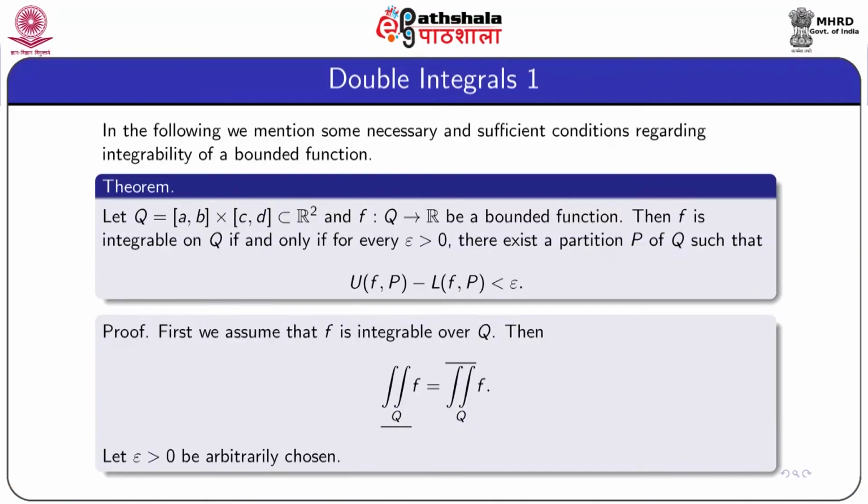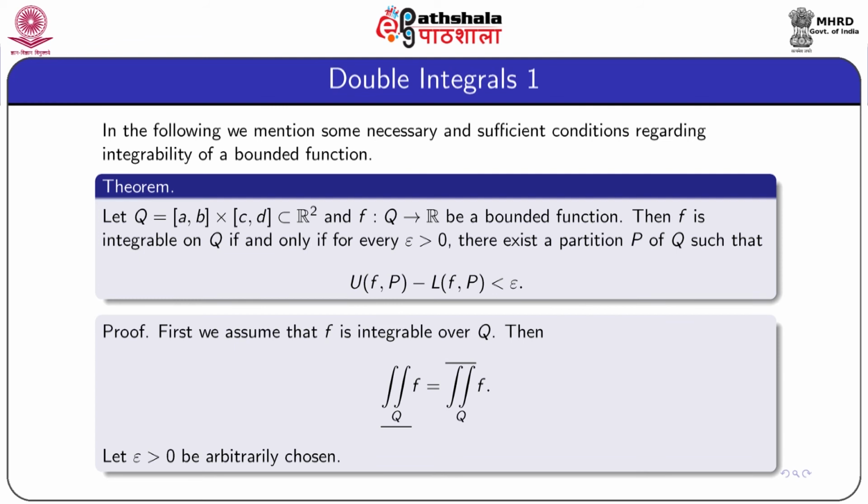So, we introduced the concept of double integral for a scalar field defined over a rectangle. Now, we shall shift to the integrability conditions. Theorem: Let Q = [A,B] × [C,D] ⊂ R² and f from Q to R be a bounded function. Then f is integrable on Q if and only if for every epsilon positive there exists a partition P of Q such that UFP minus LFP is less than epsilon.